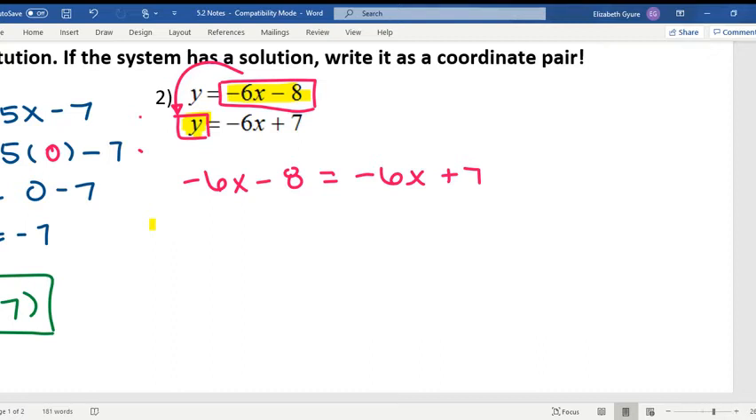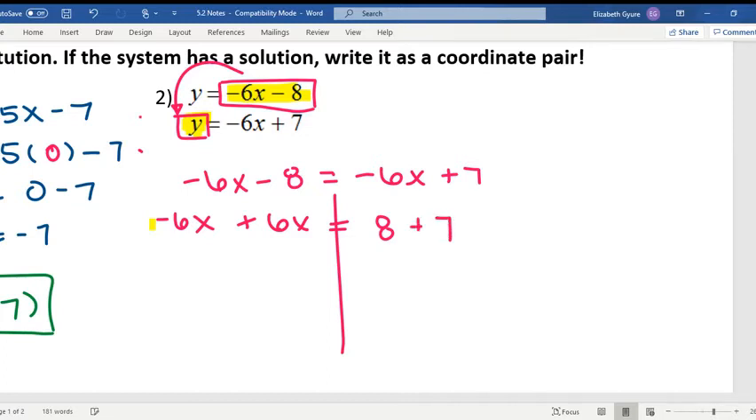Okay? So now can we do our 2-column method? Yes. All right. So put your 2 columns. Yeah, -6x is going to stay. What about the -8? It's going to go and become a positive. Now we're on the other side. What about the other -6x? Go and become positive. And then the +7's already on the correct side, so it is going to stay.